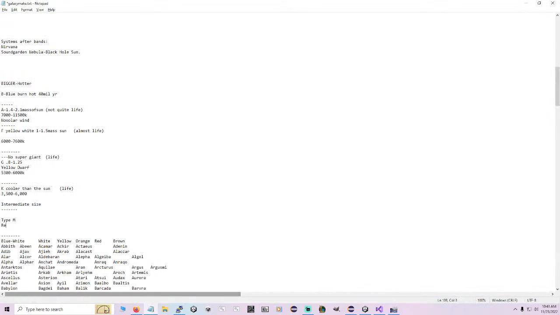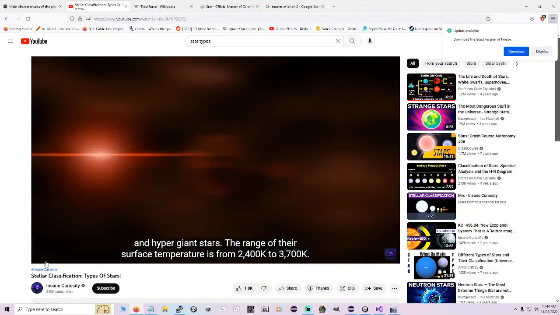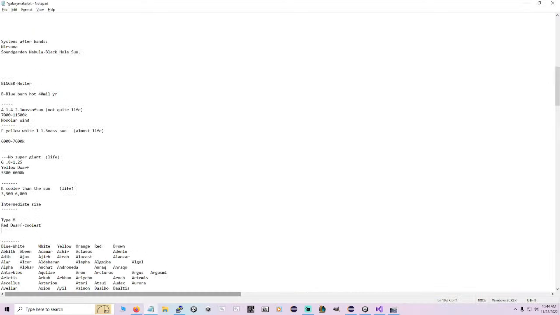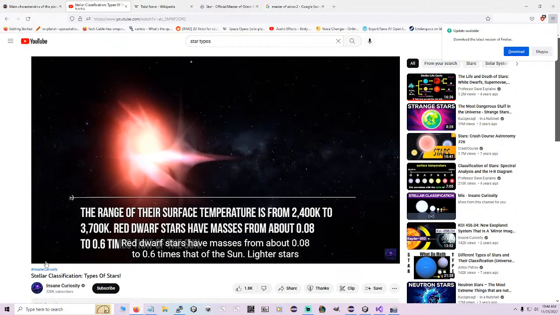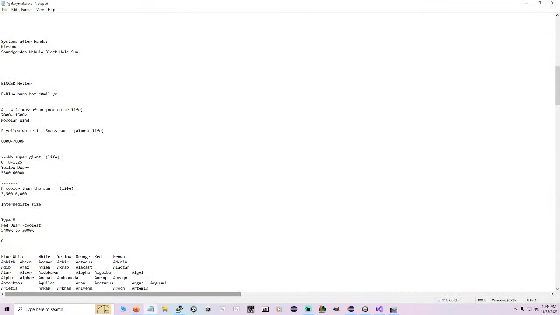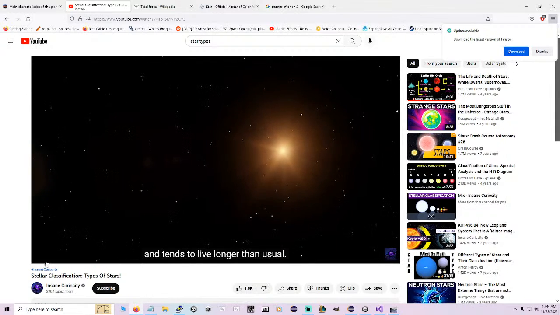Despite being called the smallest, they too include some giant, supergiant, and hypergiant stars. The range of their surface temperature is from 2,400 Kelvin to 3,700 Kelvin. Red dwarf stars have masses from about 0.08 to 0.6 times that of the Sun. Lighter stars are more abundant in space than the heavier stars. That is why they are the most common and tend to live longer than usual.